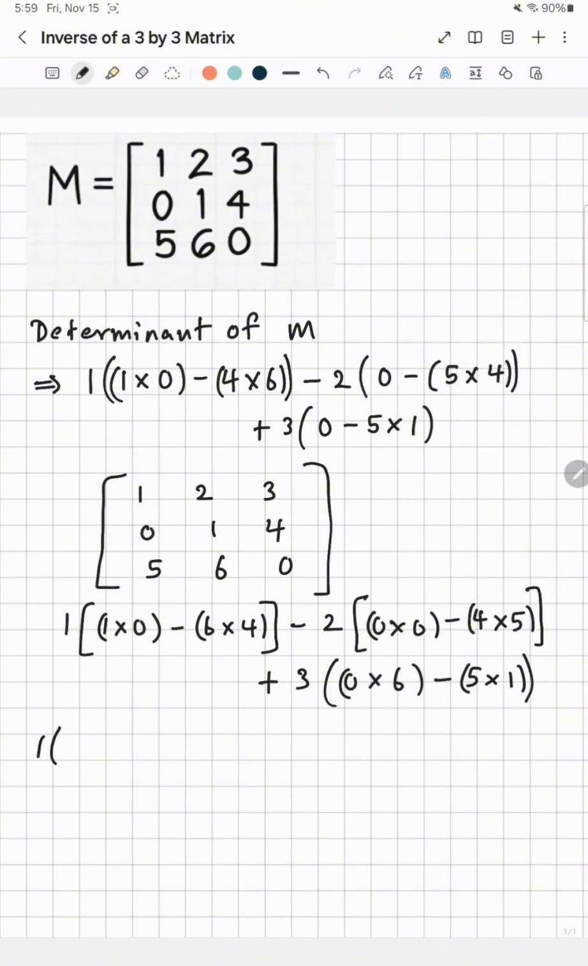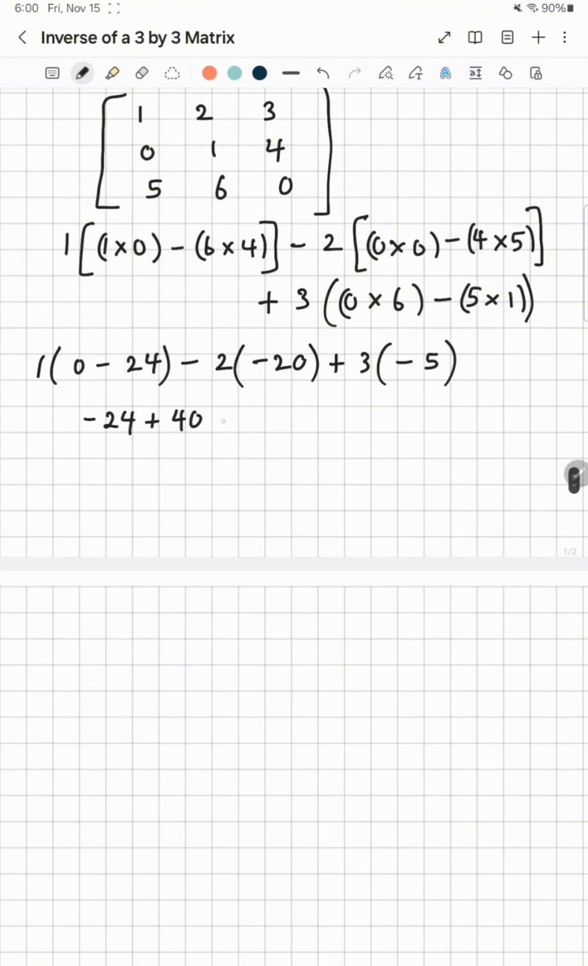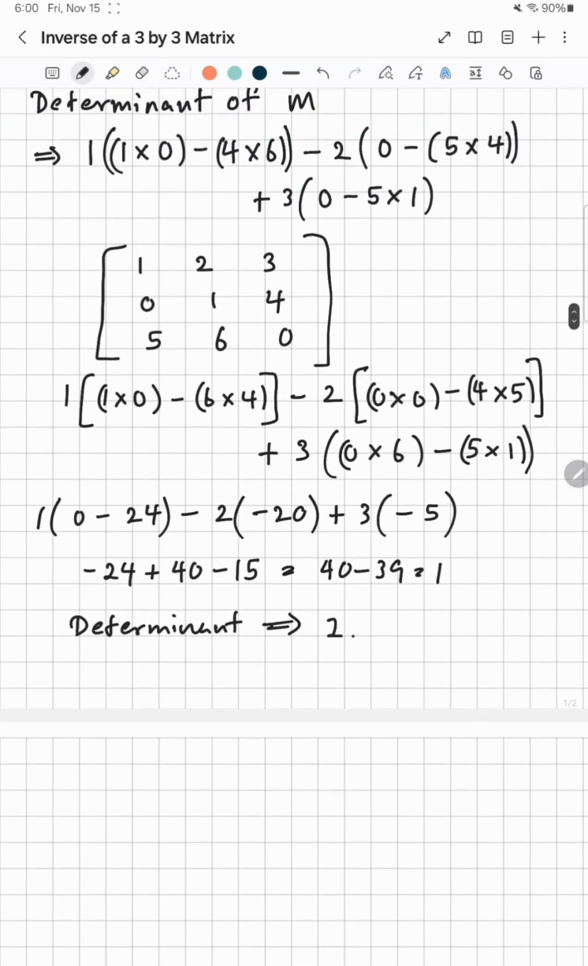So I'll just simplify it down. 1 into 0 minus 24, minus 2 into 0 minus 20, and plus 3 into 0 minus 5. And that will give you minus 24 plus 40 minus 15, equals 40 minus 39, which gives you 1. So the determinant is 1. That's your first step in finding the inverse of a 3 by 3 matrix.